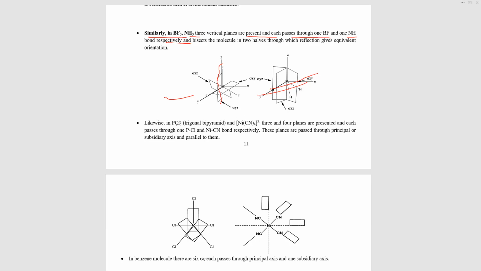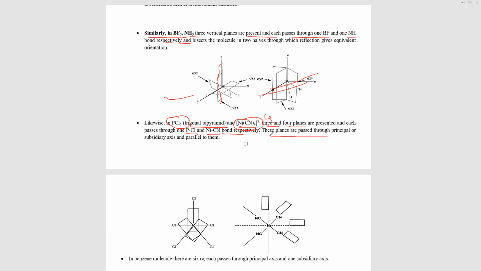Similarly, phosphorus pentachloride has trigonal bipyramidal geometry, and tetracyanonickelate has square planar geometry. There are 3 and 4 planes. In the case of PCl3, there are 3 vertical planes, and in the case of this, there are 4 vertical planes present, and these are parallel to the principal axis. In PCl5, the vertical plane passes through the P and Cl bond, and in tetracyanonickelate, the vertical plane passes through the nickel and cyanide bond.